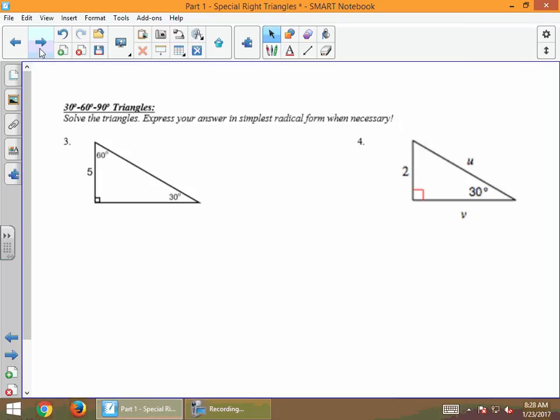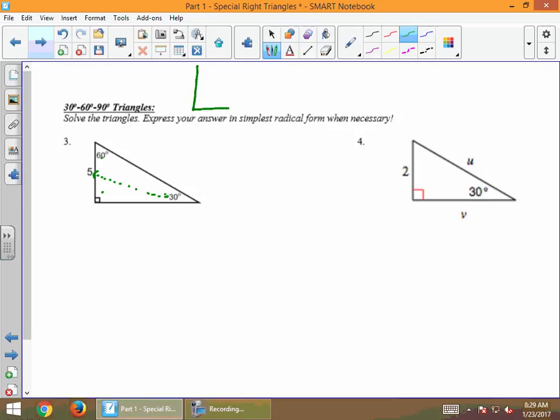In this next section, we're going to take a look at 30, 60, 90 triangles. Okay? So in number 3, we have a 30, 60, 90 right triangle. Really important with these triangles, we always start with the side across from the 30. So you put your pencil on 30 degrees, drag it across. That's the side we want to start with. Okay? We're given 5. And reference that diagram on the top of your paper.